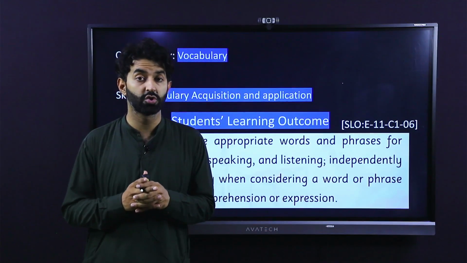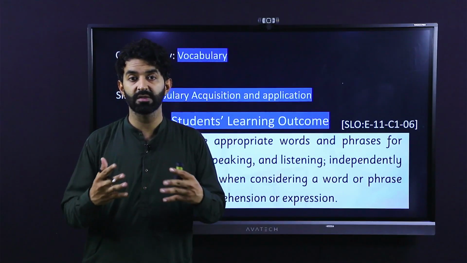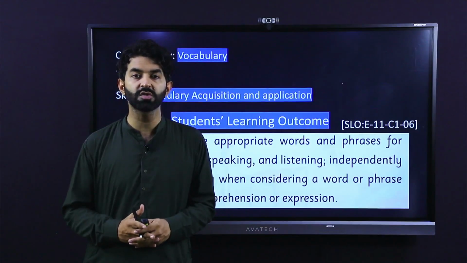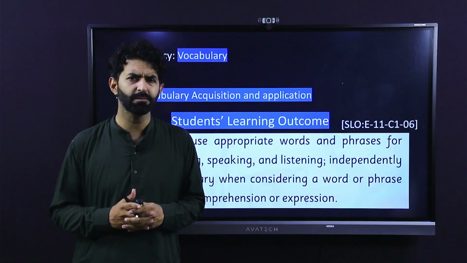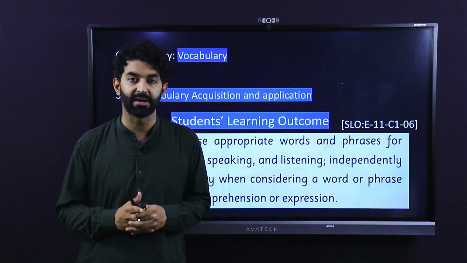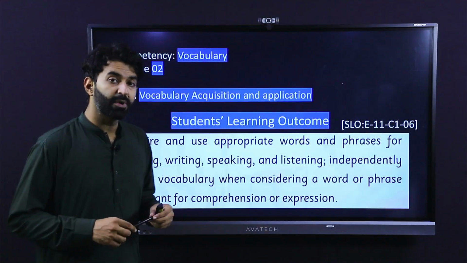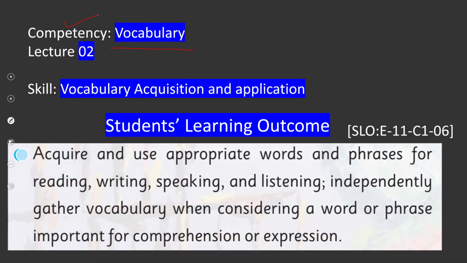Today we are going to cover a student's learning outcome. This will be our lecture number 2. First, we did our introductory lecture where we talked about how we are going to take this lecture series, following different student learning outcomes divided into different lectures. Then in lecture number 1, we talked about different components, parts, and patterns of sentence, and the sentence structure. Now in lecture number 2, the previous one was about grammar. This is about vocabulary, the competency of vocabulary, and we are going to acquire the skill of vocabulary acquisition and application.